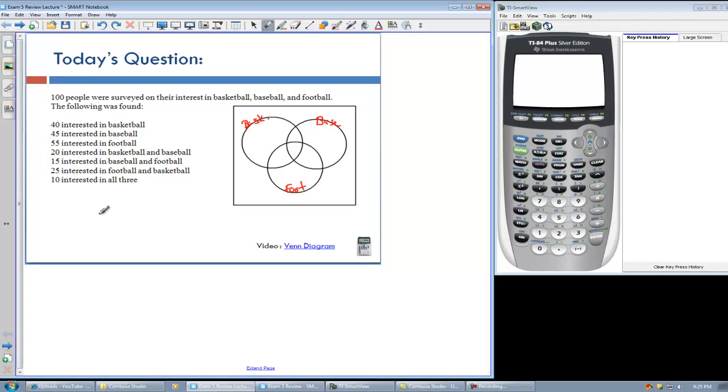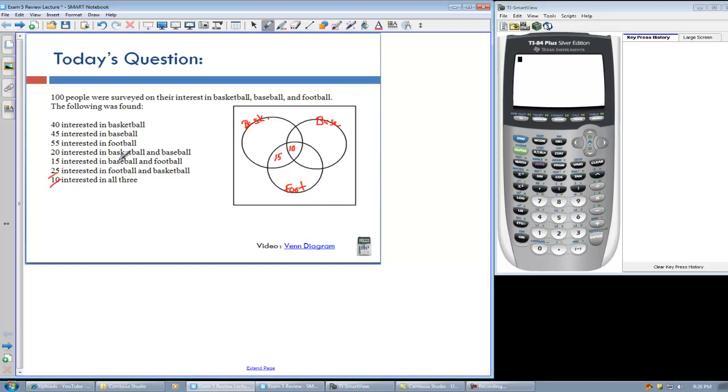All right, so you come back here, and the way this works is you start from the bottom, the one where they're interested in all three. So 10 people are interested in all three, so you put it in the right spot. So that spot says 10 are interested in all three. 25 are interested in football and basketball. So here's football and basketball. You already counted 10, right? In between here, you have 25, and so you put 15 here because these two numbers should add to 25. So we got that one.